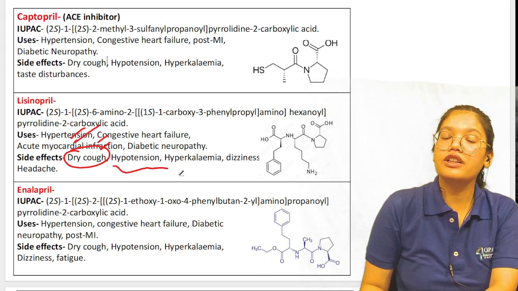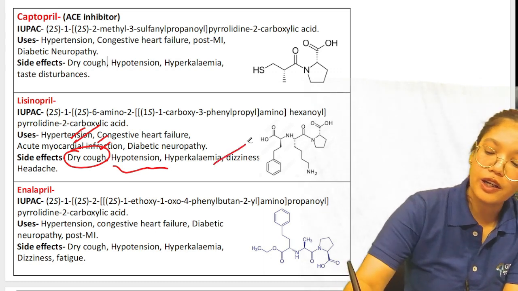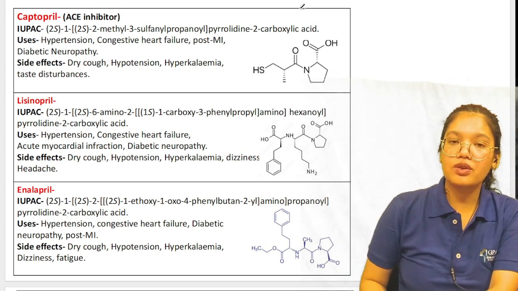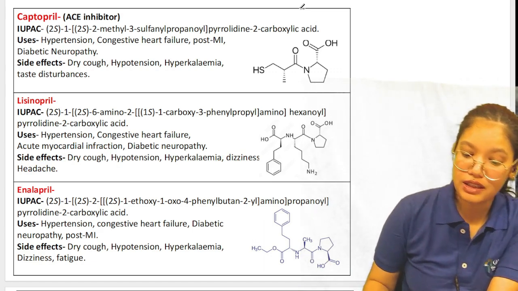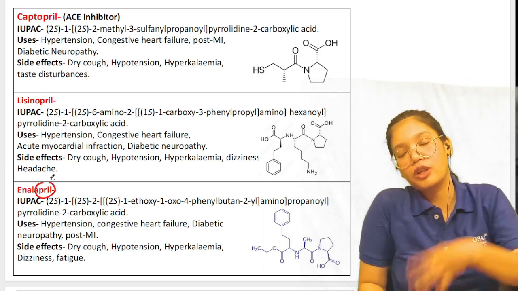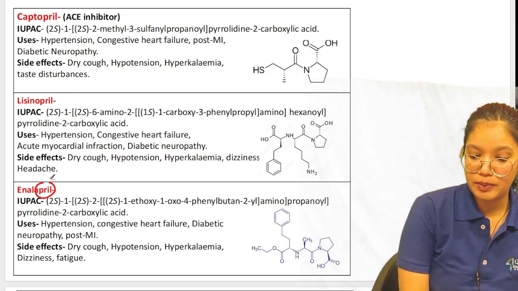So wherever there is dilation in the blood vessels, it causes dizziness and headache. Okay, now the next drug we have is enalapril. This drug also has pril as the suffix, so it also belongs to the class of ACE inhibitors.